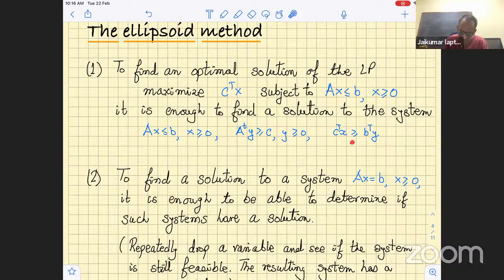Did I write this wrong? This was the maximization problem. Okay. So we know already that any solution to the primal is less than or equal to every solution to the dual. But if we find even one solution where the inequality holds in the other direction, then we would have found a point where the primal and the dual are actually equal.